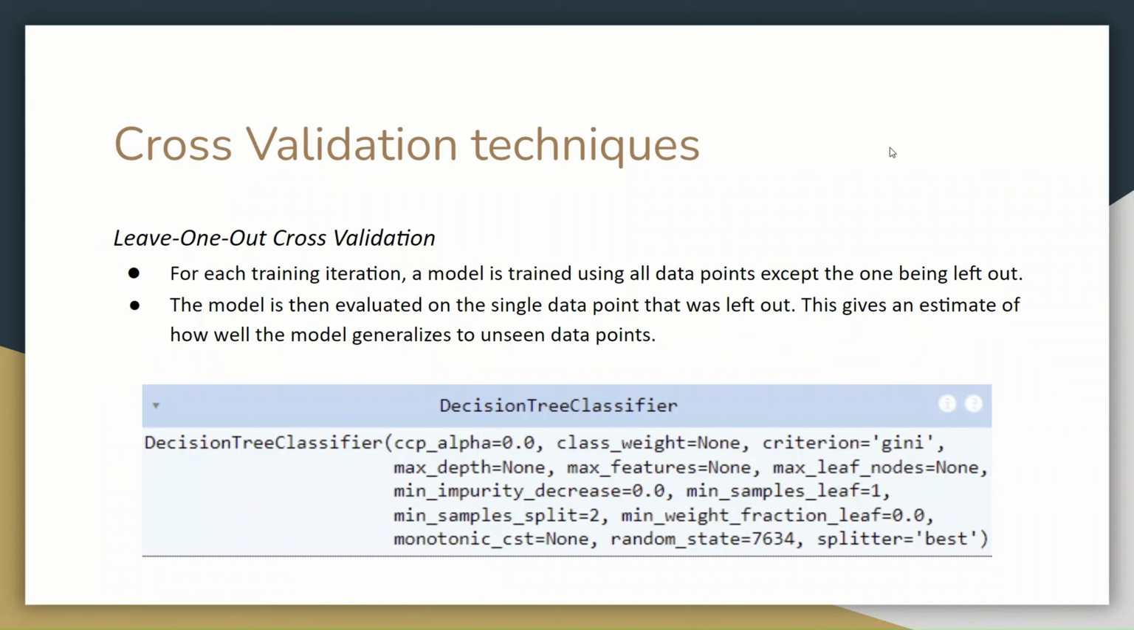Then lastly, we had the leave-one-out cross-validation. For each training iteration, a model is trained using all the data points except for one which is being left out. The model is then evaluated on that single point that was left out. This gives an estimate for how well the model generalizes for unseen data points. Based on all 3 cross-validation techniques, the decision tree classifier was the best at determining our GHG emission classes.